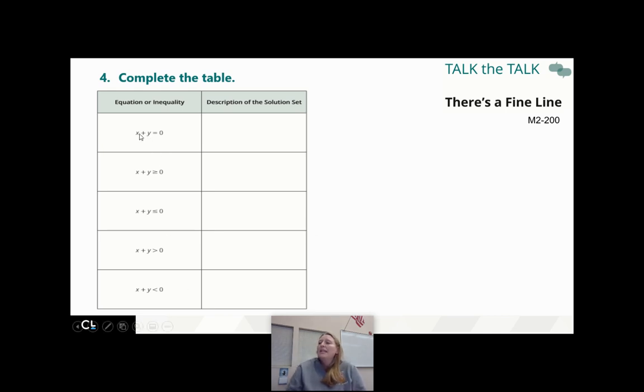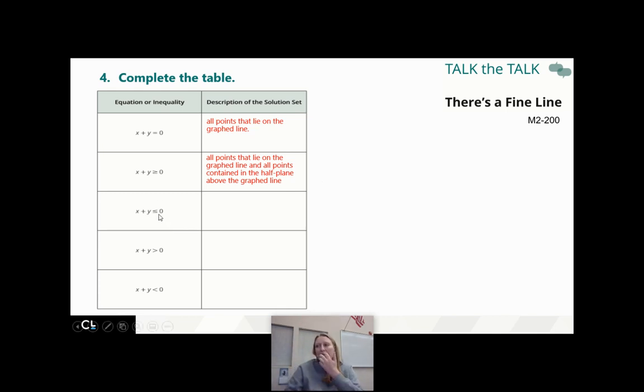All right, this says x plus y equals 0, and it wants me to describe my solution set. Well, because it has an equal sign, you know the solutions are just all the points that lie on the line. So all the points that are on the graph line, those are my solutions. This one says x plus y is greater than or equal to 0. So it still includes all the points that are on the graph line, but now it includes the points above it as well. So all points that lie on the graph line and all the points contained in the half plane above the graph line.